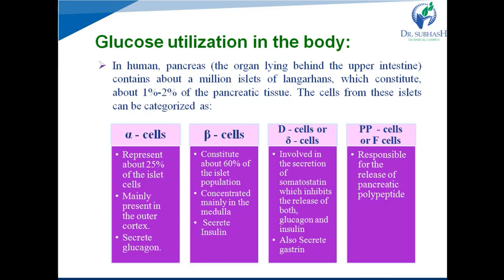The function of glucagon is to convert glycogen to glucose, while the function of insulin is to utilize glucose, meaning to convert glucose to glycogen. The function of somatostatin is to inhibit the release of both insulin and glucagon whenever it is necessary. Okay? And these delta cells, other than somatostatin, also secrete gastrin.